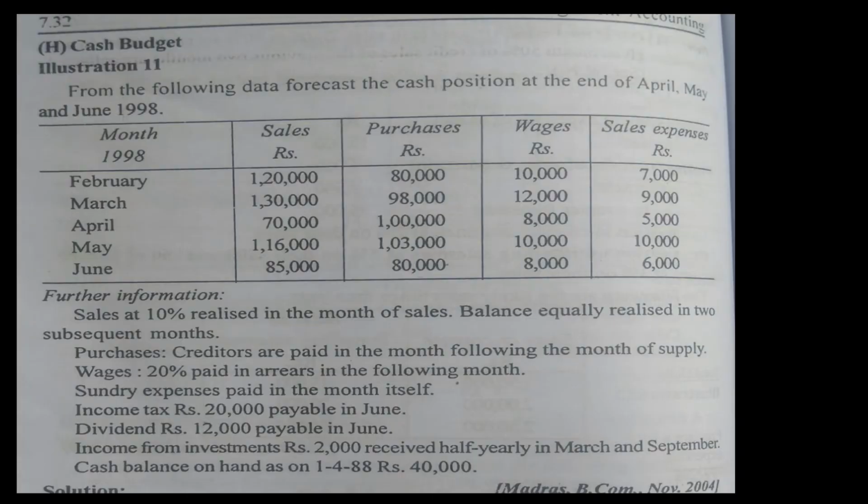We all know cash budget is something which you have already done in +2 itself. This is prepared for the purpose of finding what is the balance to be there at the end of every month. Maybe we do it for 3 months or 6 months, or for the year, whatever it is, based upon the sum. In this sum, you are going to prepare a cash budget for April, May and June, which means the data given here is for February, March, April, May and June.